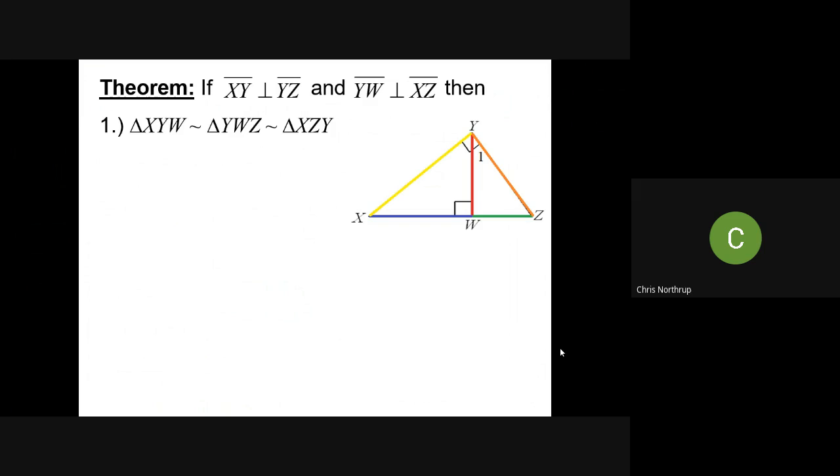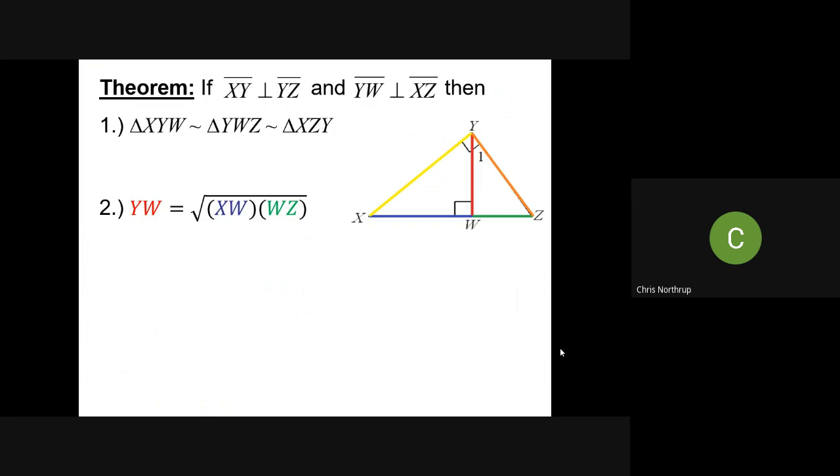And with those proportions, you can actually come up with formulas for the altitude YW and the legs YX and YZ in terms of the other parts. So the first one has to do with the altitude. YW is actually the square root of XW times WZ. Those are the two parts that make the hypotenuse of your big right triangle. This should look pretty familiar. Another way to say this is that your altitude length is the geometric mean of the two lengths of your hypotenuse where that altitude meets the hypotenuse. So that's our first formula for the altitude.